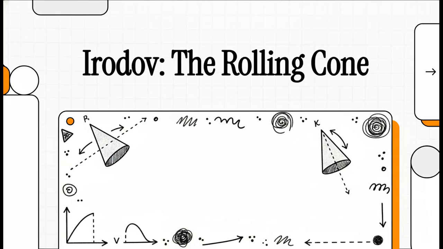All right, welcome. Today we're going to roll up our sleeves and really dig into a classic problem from Irodov's collection. It's problem 1.57, the one about the rolling cone. Now, I know these can be intimidating, but trust me, once you see the logic, it's incredibly satisfying. So let's get into it.